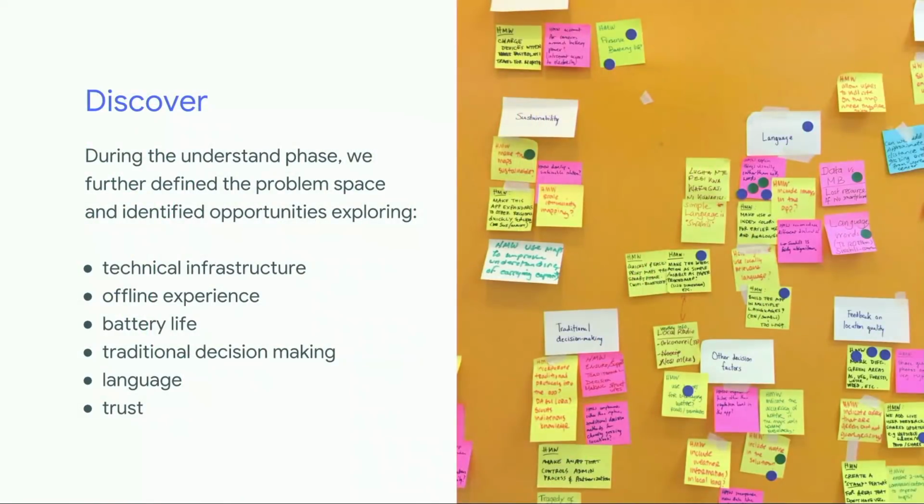So during the understand phase, our users helped us understand the problem space through lightning talks and documenting and sharing how might we's. Now you can see some of the topics that we discussed were technical infrastructure, offline experience, battery life, traditional decision making. So it was really important to users that these maps worked offline. They were not always connected. And traditional decision making was something I don't think we would have talked about if we had run this sprint in San Diego or here in Mountain View.